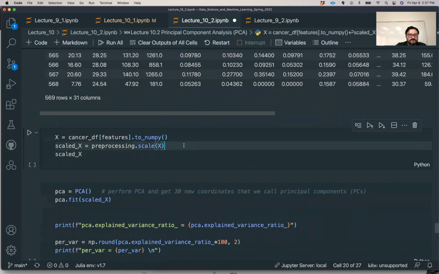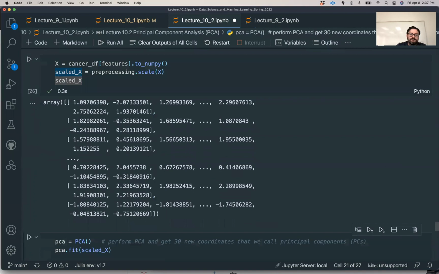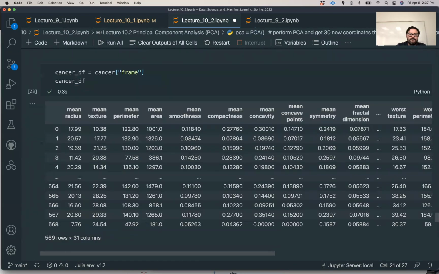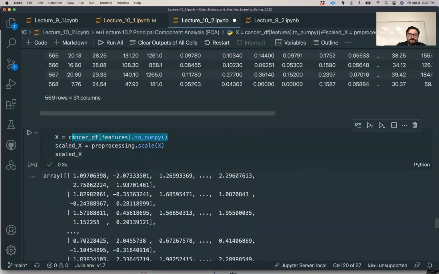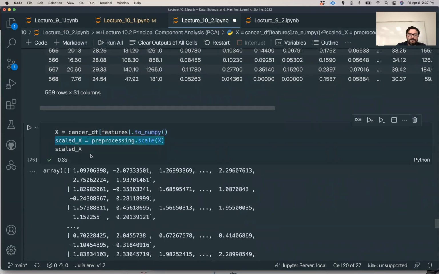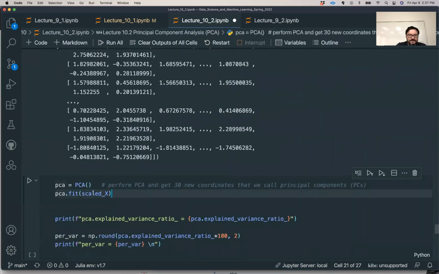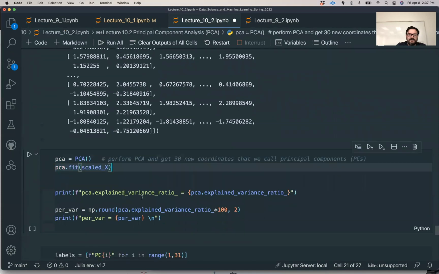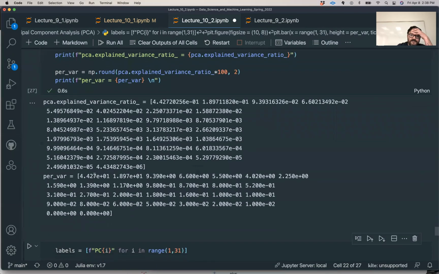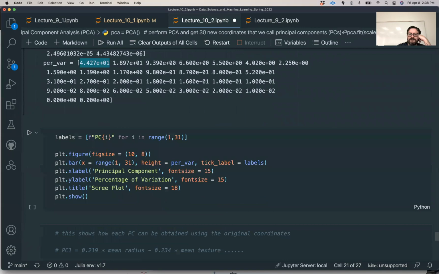All right, so we're going to pre-process and scale our data. So we have scaled X now. We make an X value from the features, we scale it, that's what it is right here. PCA fit. Let's look at these explained variance ratios. Even trying to make them look like fractions, it's hard to tell what's going on, right? What is that number there? So that's where looking at a bar chart will help.